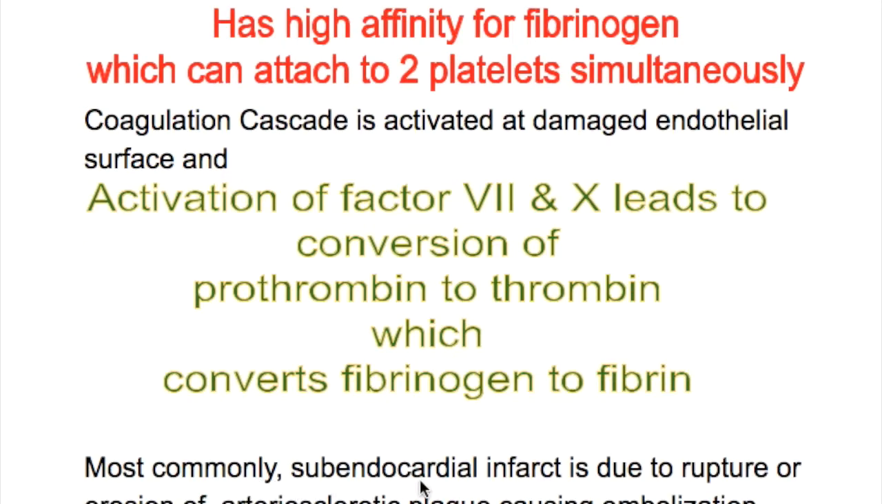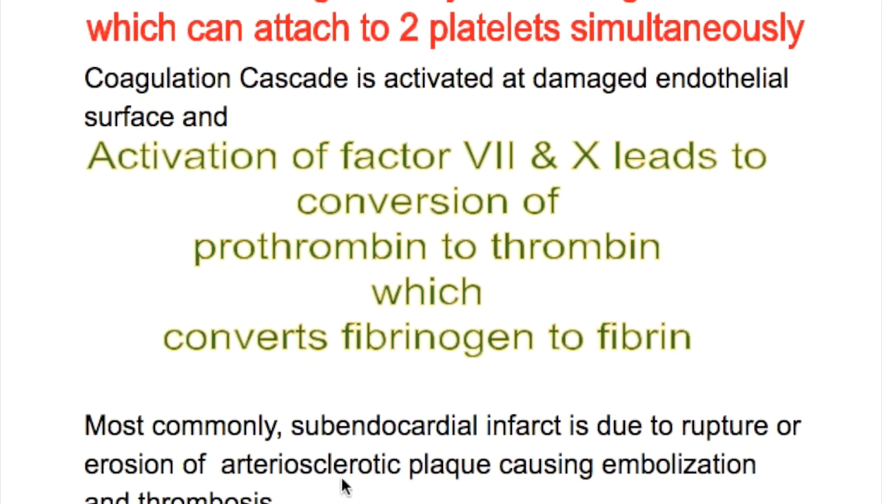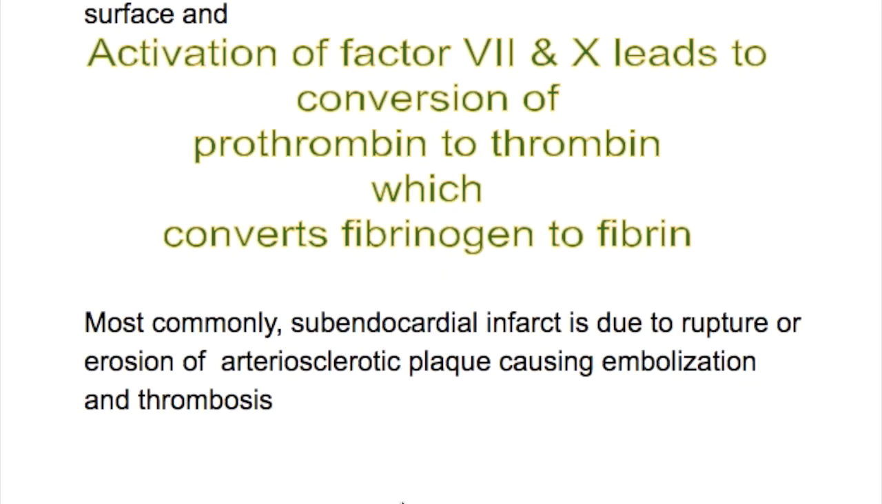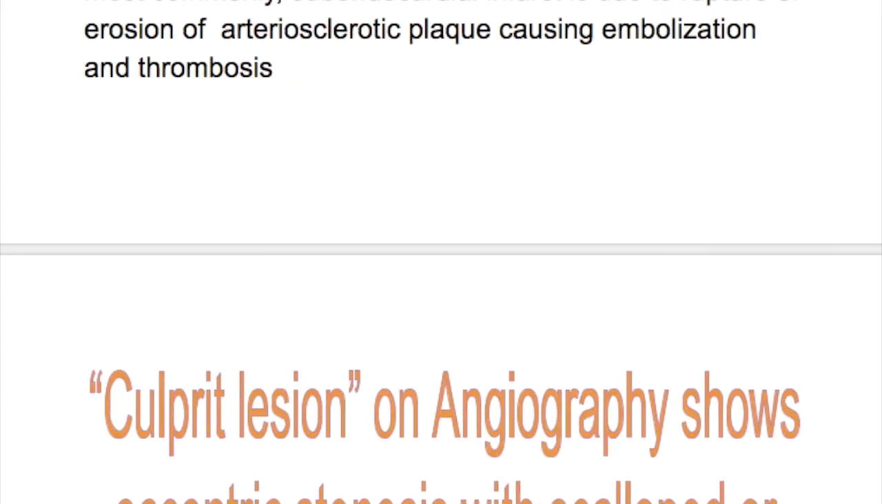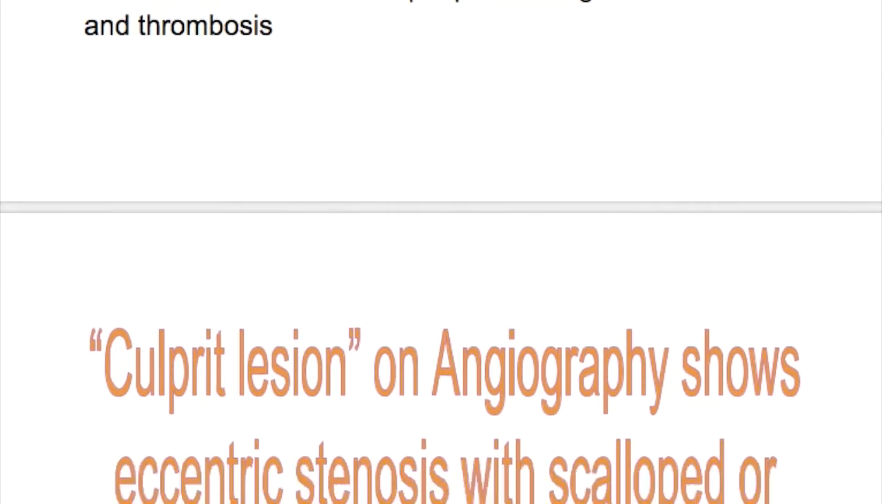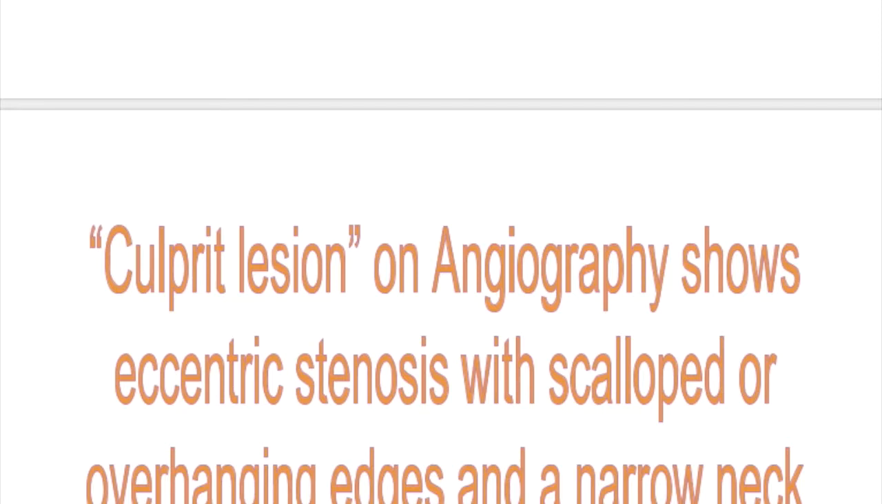Subendocardial infarction most commonly is due to rupture or erosion of atherosclerotic plaque causing embolization and thrombosis. And what's the culprit lesion? Culprit lesion on angiography shows eccentric stenosis with scalloped or overhanging edges and a narrow neck. Angioscopy reveals white platelet-rich thrombi in subendocardial infarct, whereas in transmural infarct, angioscopy reveals red platelet-rich thrombi.